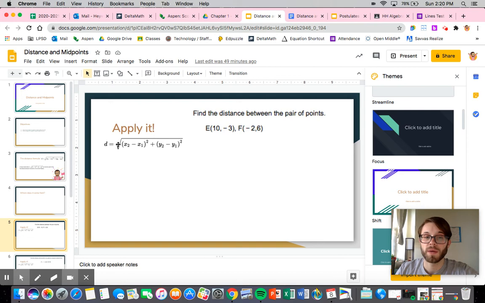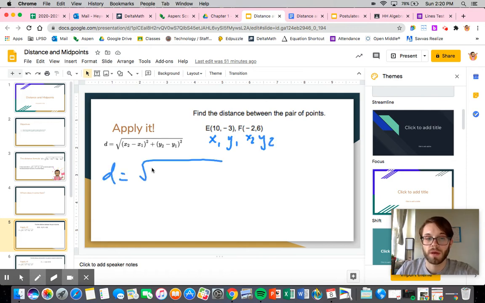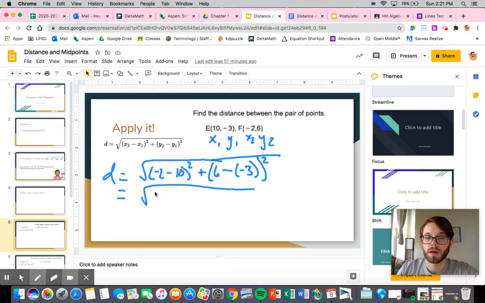So let's actually do some practice with this. We're going to plug in some points. Again, it does not matter which I call x1 and x2. So I'm going to call this one x1, y1, x2, y2, and I'm going to plug it right in. So the distance is equal to the square root of x2, which we said was -2, minus 10, squared, plus y2, which we said was 6, minus a -3. You've got to be careful. It's minus a -3. So that is the square root of -12 squared plus, that's 6 minus -3, so 6 plus 3, that's 9.